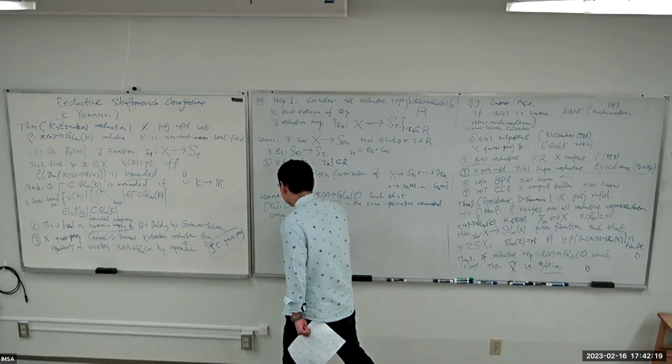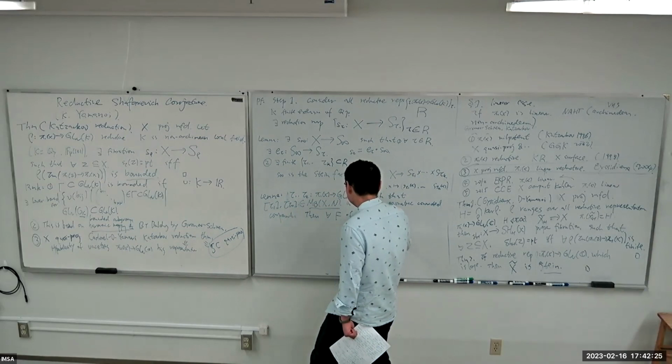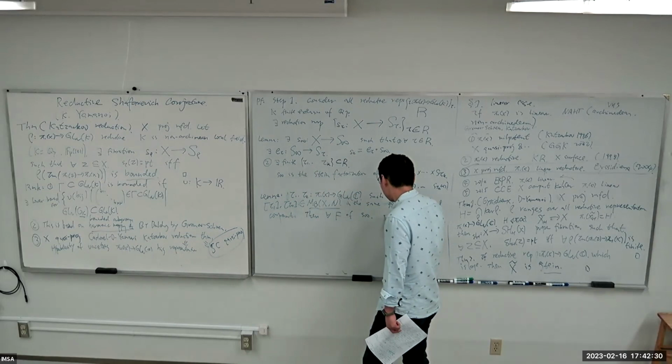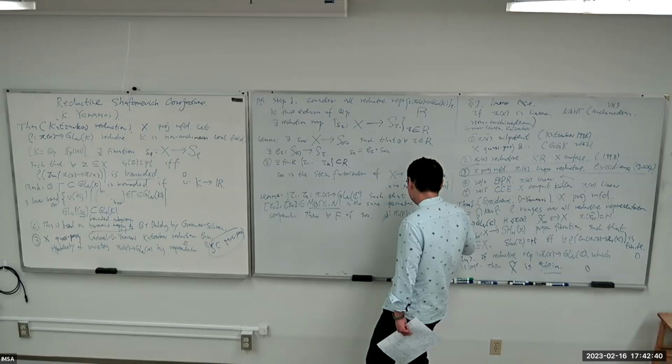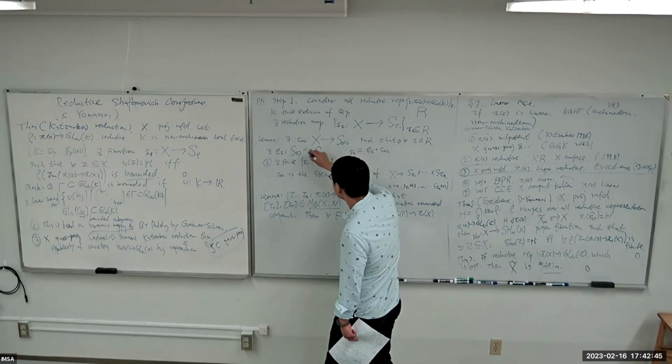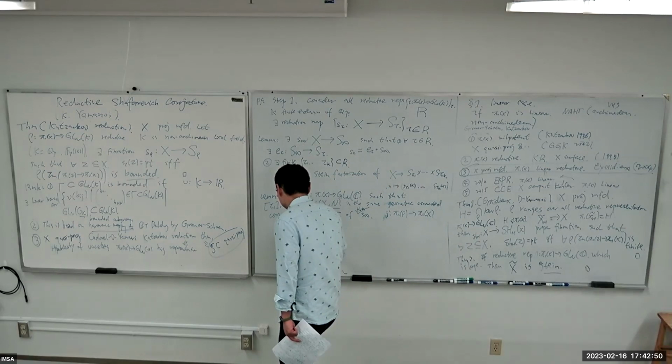Then for every fiber F of this S infinity, let I be the natural morphism from pi_1 of F to pi_1 of X. So this is the fiber of this S infinity, and the restrictions of tau 1 and tau 2 are conjugate.